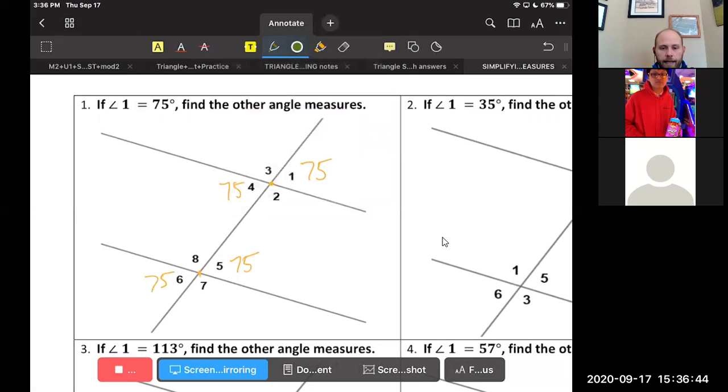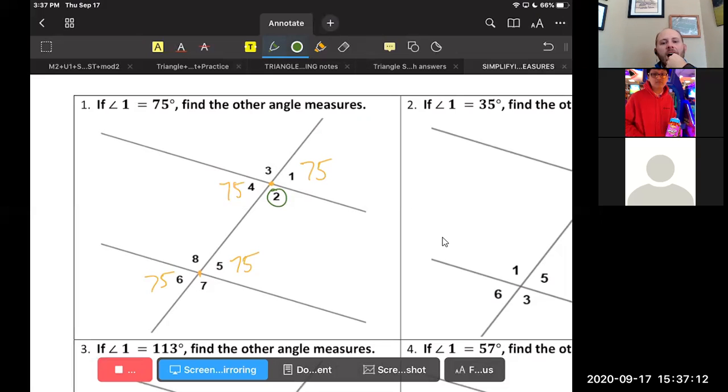Now, how do I find all the other ones? Let's stick with the top. How do I find angle 2 if 1 and 2 are linear pairs? How do I find angle 2? They add up to 180 together. So how can I find angle 2?